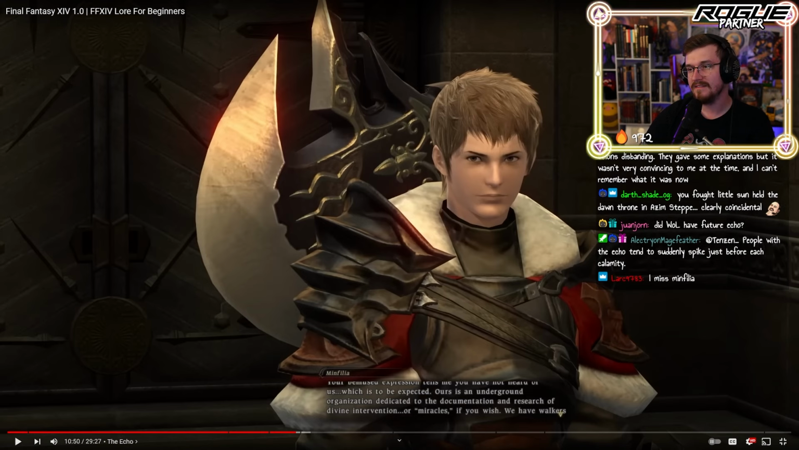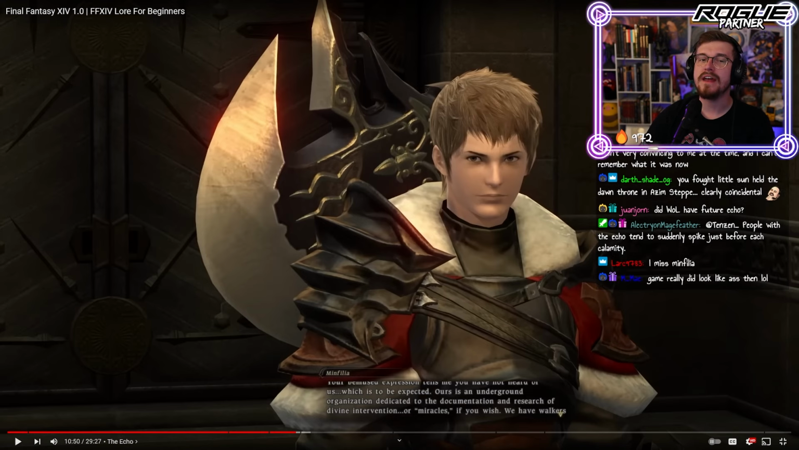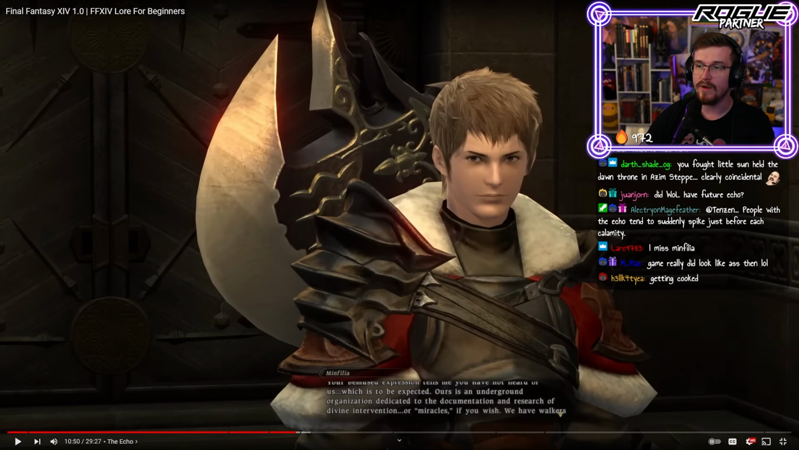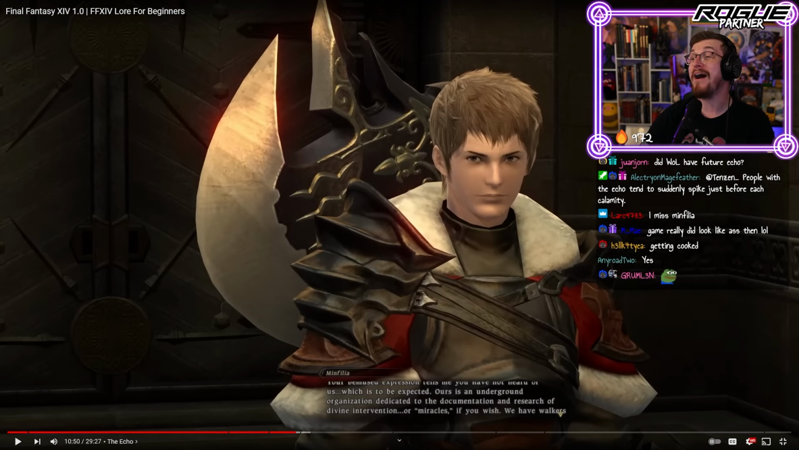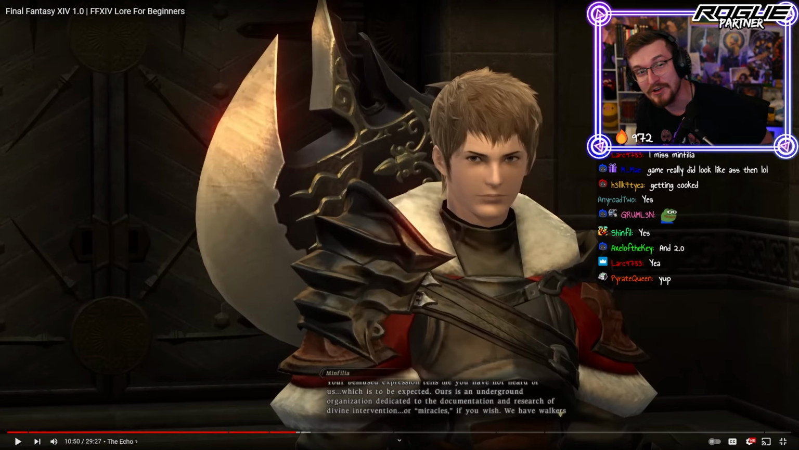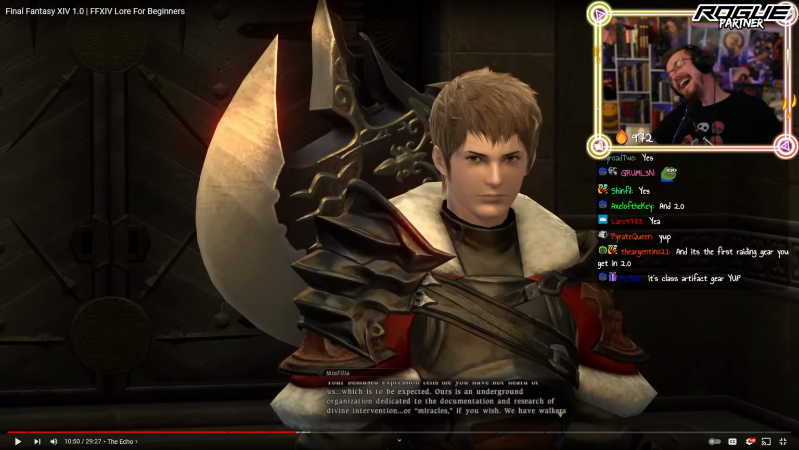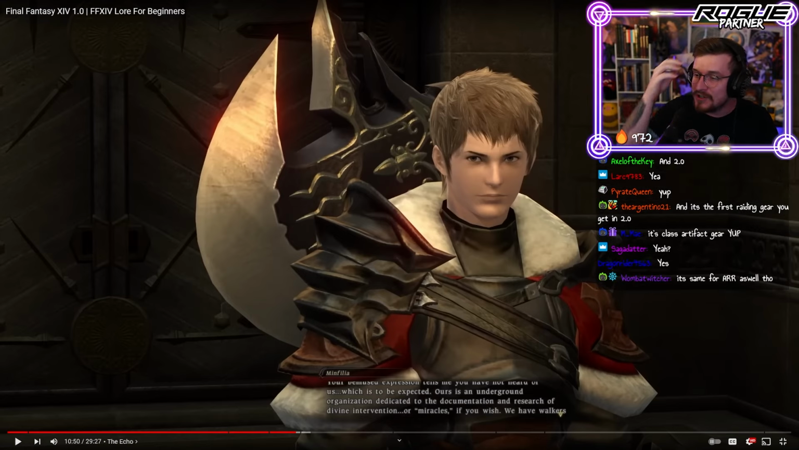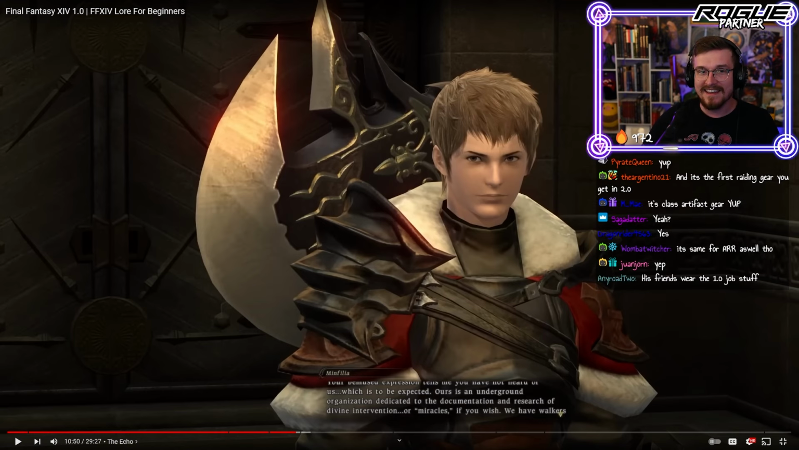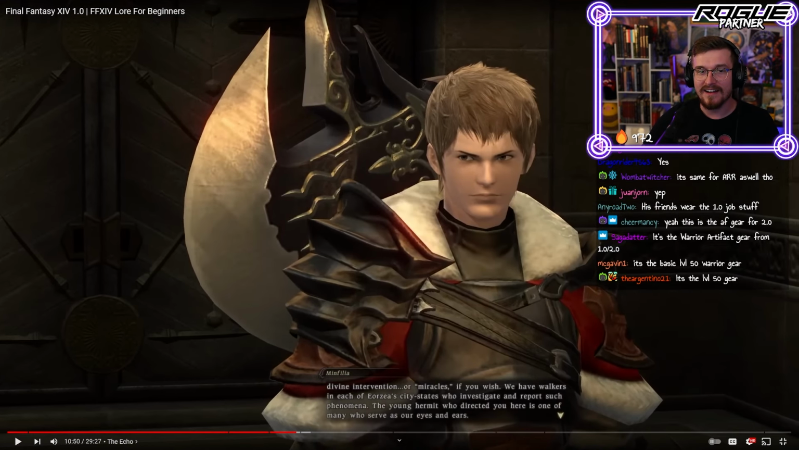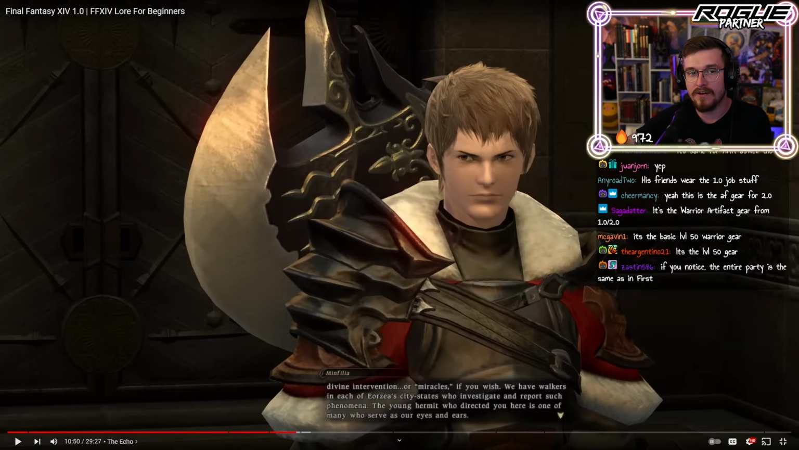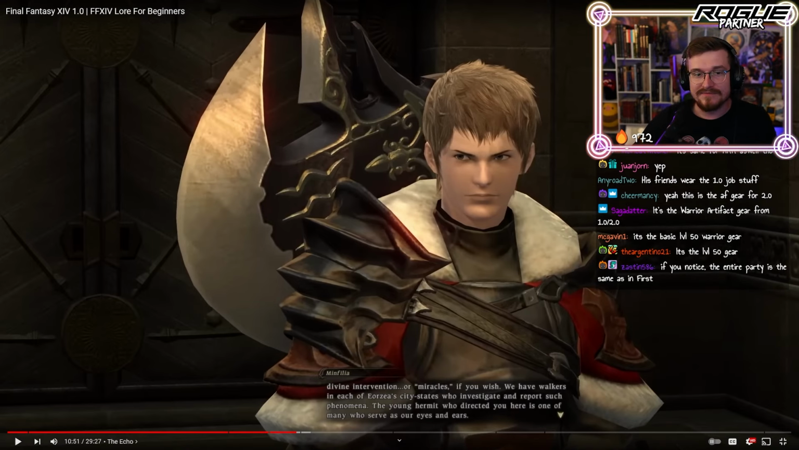Wait a second. The gear that Ardbert wears is 1.0 warrior gear? And 2.0? Wait, what? How did I not know that? I'm sure someone in chat told me that. I'm sure multiple people did. I don't think I knew that. Dude, that's sick. It's the warrior artifact gear from 1.0 and 2.0. That's crazy.